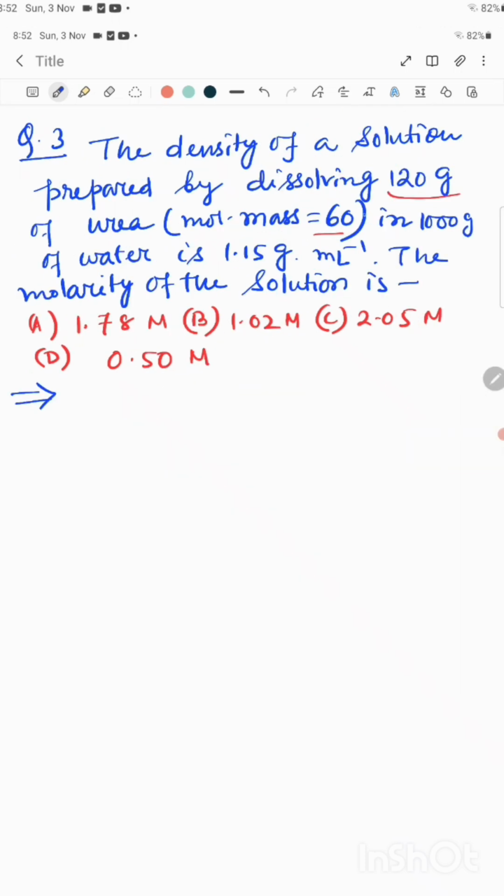Okay. Dissolving 120 gram of urea, molar mass given as 60, in 1000 gram of water, the density of the solution is 1.15 gram per ml. Find the molarity of the solution. First, molarity means, what is the definition? Number of moles of solute dissolved in 1000 ml or 1 liter of the solution. Molecular weight is given, and for the solute the mass is 120 by its molar mass, which is the number of mole, that means 2 mole solute is there.